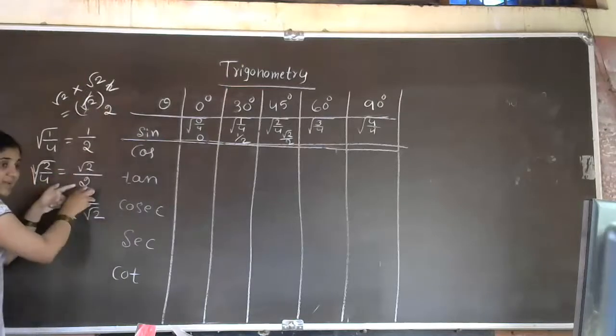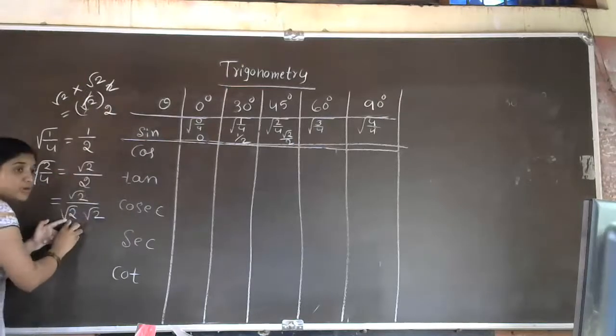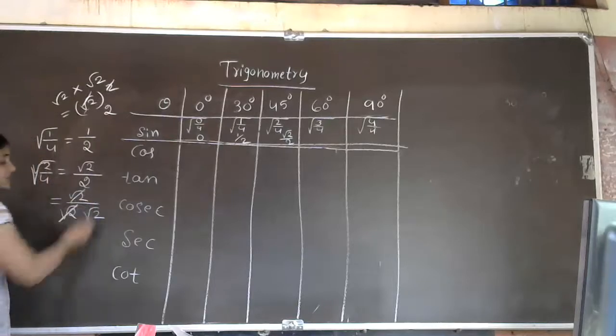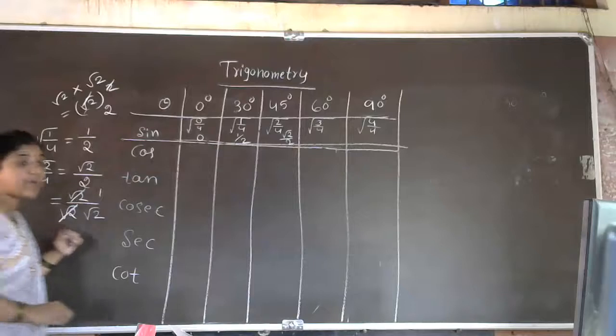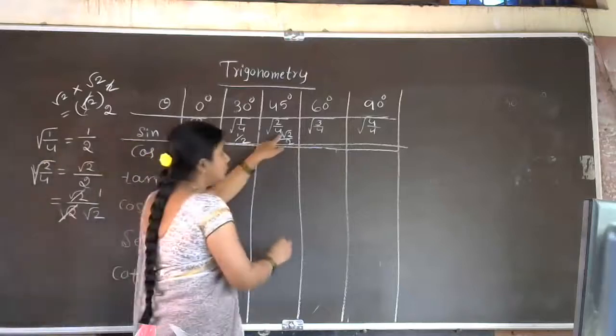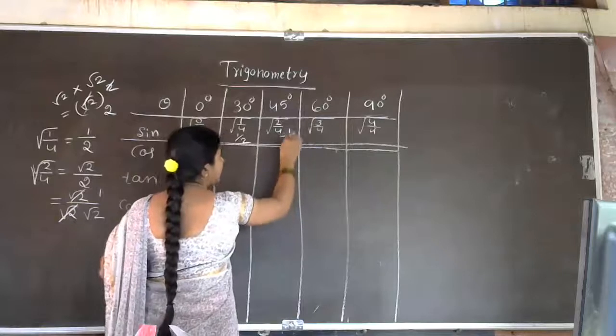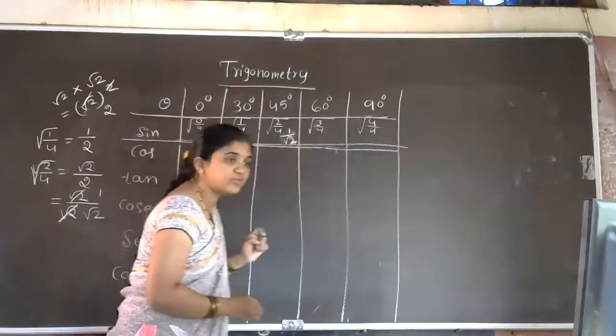So, you can write 2 in the form of root 2 into root 2. Now, root 2 gets cancelled. Answer is 1 by root 2. Okay, so root 2 by 2, we can write it in the form of 1 by root 2. Got the idea of this one, students?